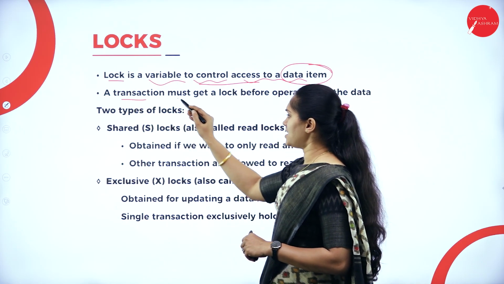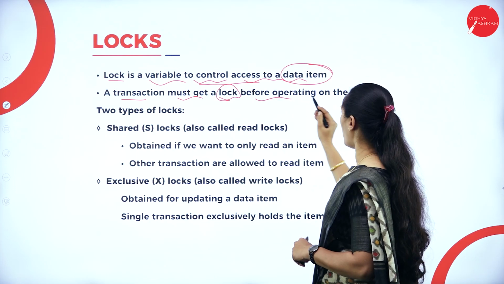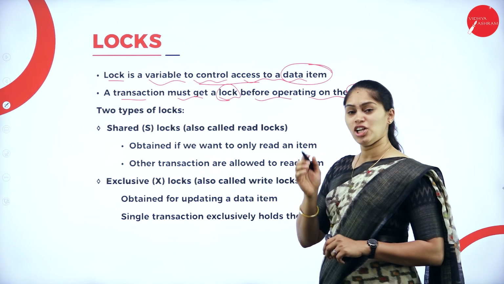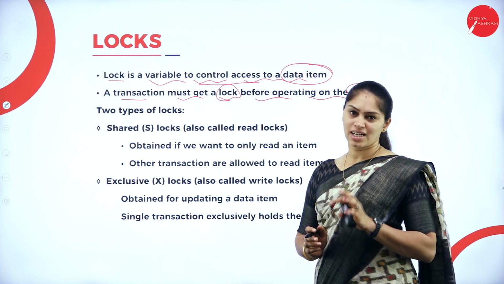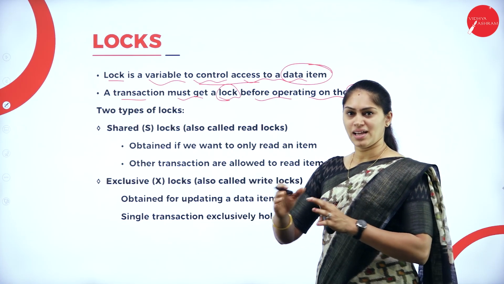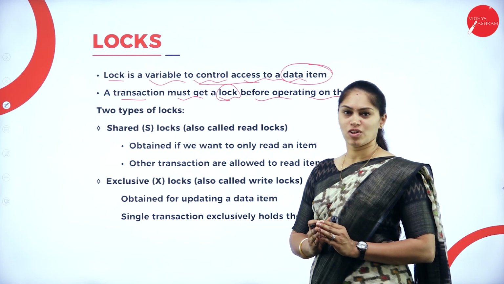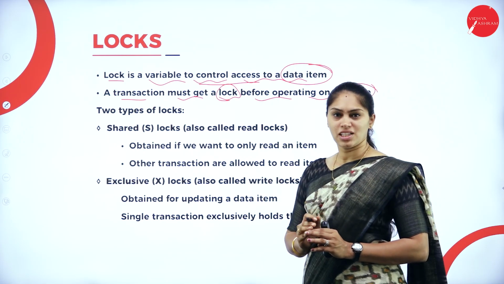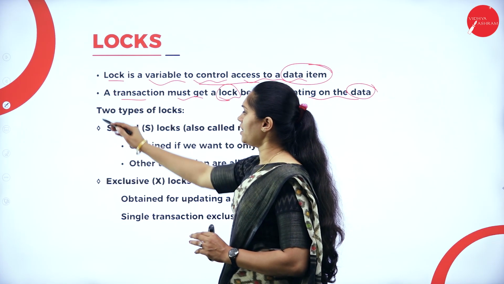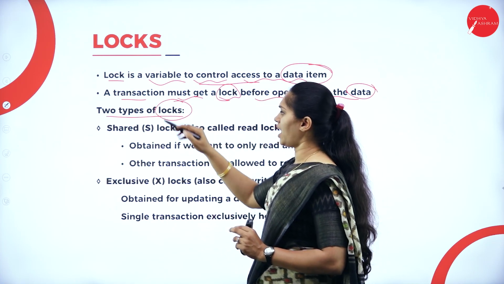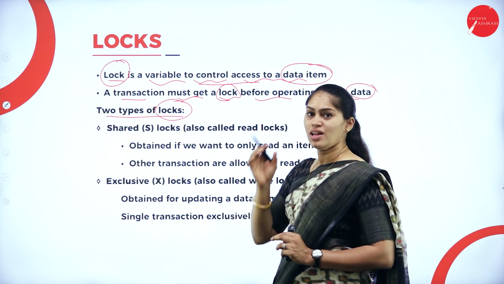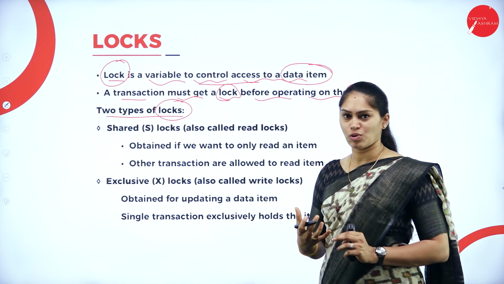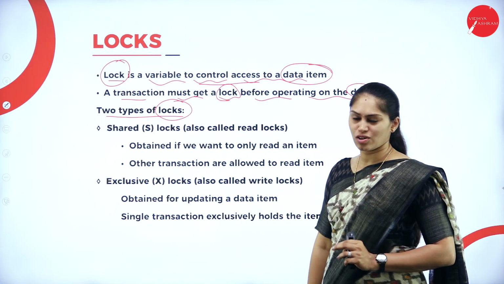Here a transaction must get a lock before operating on the data. If I want to operate on the data, first I have to lock that data. Then only will I have my place to access the content of the data. That is one of the methodologies that we are following here. Then what are the types of locks we have? A lock is a variable that helps us lock the content which we want to access, right? Then we have two kinds of lock here.